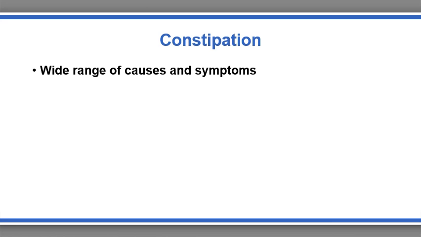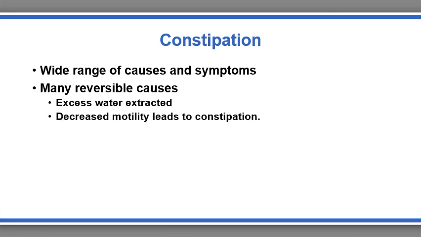So effectively what you're getting now is the opposite. Instead of increased bowel motility, you're getting reduced bowel motility. So instead of watery loose stool, you're getting very hard compacted stool. Again, many reversible causes. The idea here is that excess water gets extracted from the stool. The gastrointestinal system is always looking to balance the amount of water in the stool that it takes out and allows in to allow for waste to be eliminated. And then obviously there's the decreased motility, which can lead to constipation.